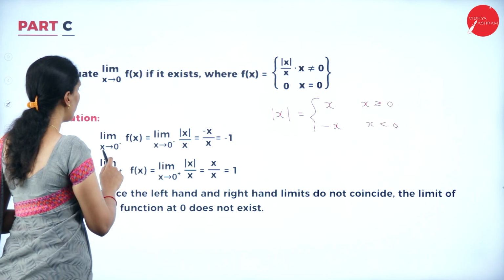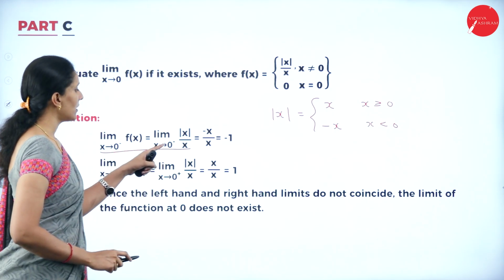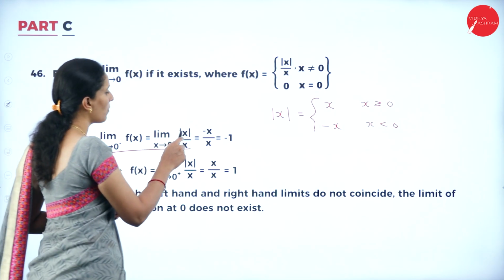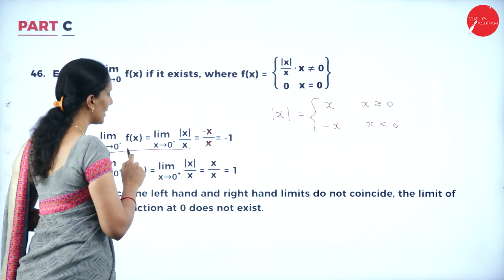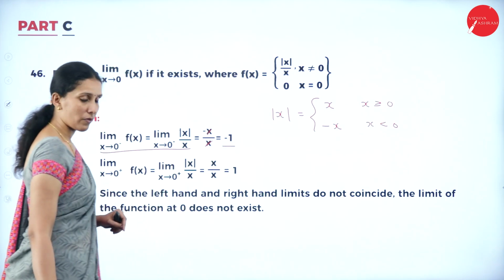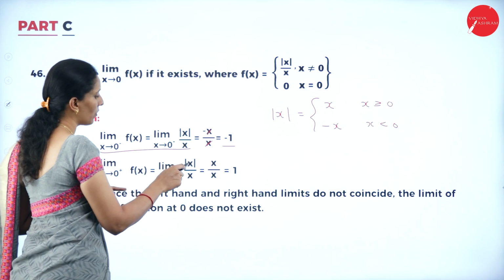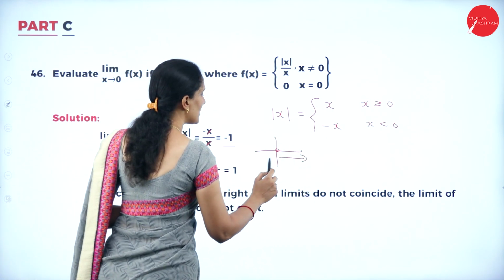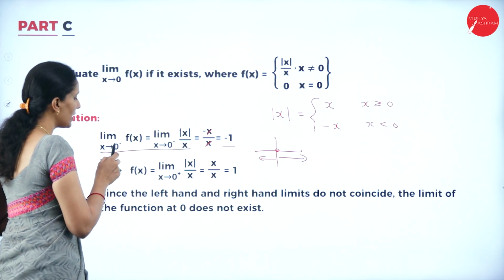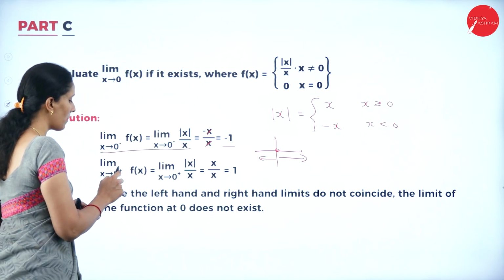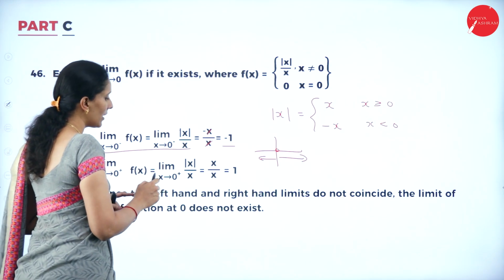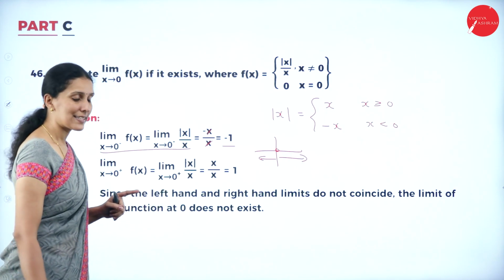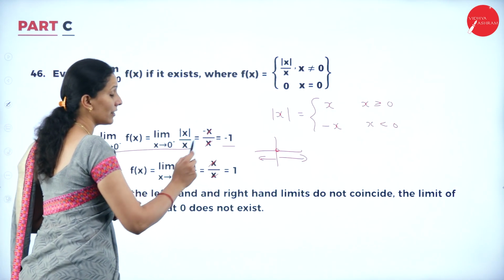So let me apply both the cases. This is the function they have given: limit x tends to 0 minus of mod x by x. Let me take mod x as minus x. If you take mod x as minus x, then I'll get the left hand limit as minus 1. Now let me apply the same for the right hand limit, that is after 0. So left side is nothing but 0 minus, right side can be written as 0 plus. For numbers 0 and greater than 0, modulus x can be taken as x. Hence, when you cancel, it is 1.